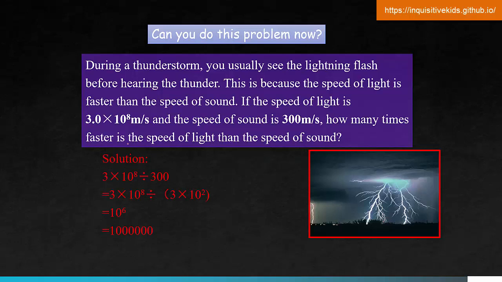We get 3 times 10 to the 8th power divided by 3 times 10 squared. The 3 and 3 cancel out, and the 10 to the 8th power divided by 10 to the second power equals 10 to the 6th power. And if you don't want to write it out in scientific notation, you have a 1 with 1, 2, 3, 4, 5, 6 zeros. And so you write your answer in a full sentence. The speed of light is 1 million times the speed of sound.